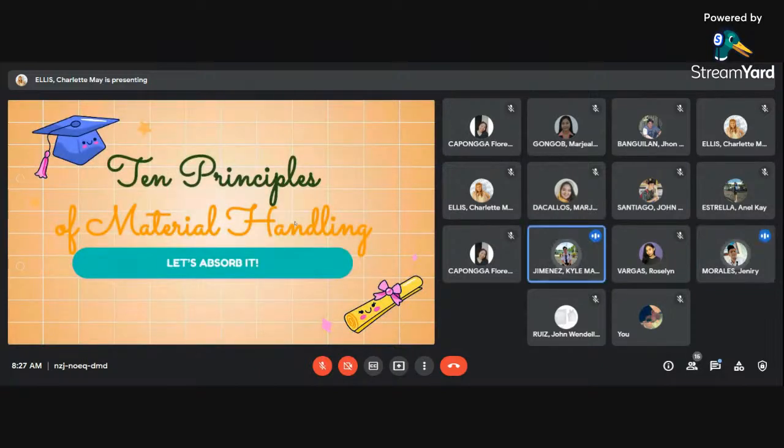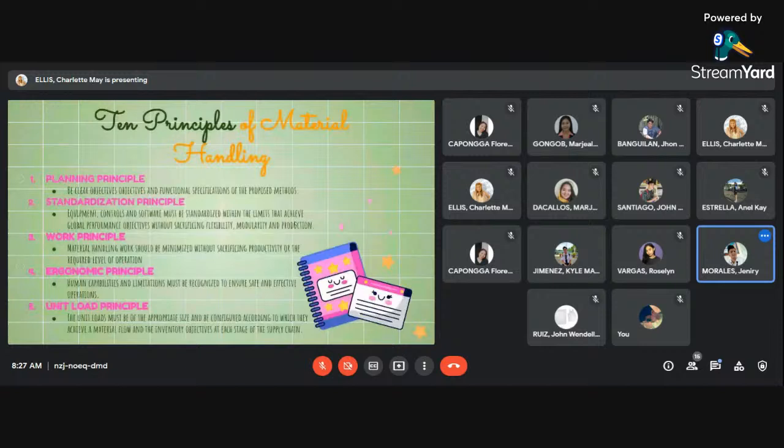Ten principles of material handling. First, planning principle. Have clear objectives and functional specialization of the procedure methods. So, sa una, kailangan natin magkaroon ng plan kasi kapag wala tayong plan, magkakagulo-gulo tsaka magkakonsume siya ng time. At tsaka pwede rin makadamage din to ng mga materials na in-hand natin.